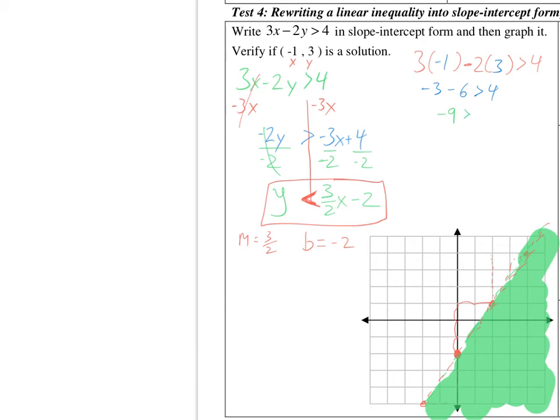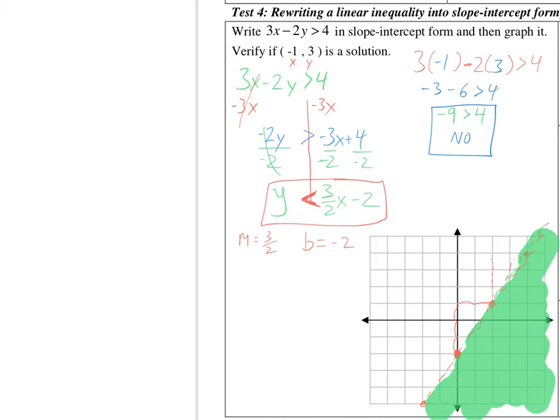Is -9 greater than 4? Is that true or is it false? You should know that it is a false statement, so that is no, it is not true. I should see that on your test, that you have verified it. So that coordinate is not true.